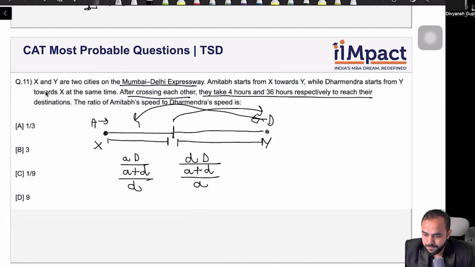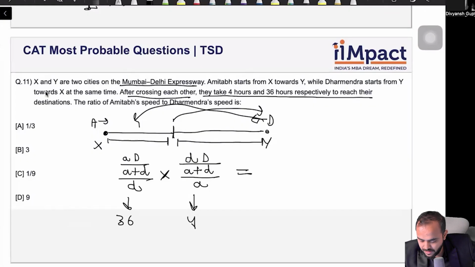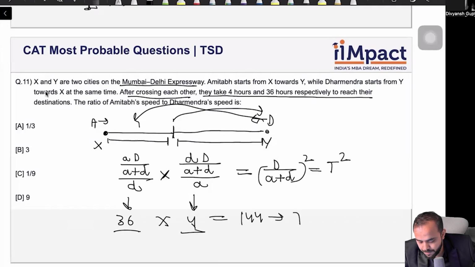So one of the results that a lot of people memorize, which you can because it's going to be directly applicable in a scenario like this, is that if you multiply these two time periods, so this one is given to us as 4 and this one is given to us as 36. If you multiply these two, A and D will cancel out. You will get D by A plus D whole square, which is what? D by A plus D was the time period to meet, correct? So which would be T square. So 36 into 4 is going to be 144, which means time period to meet is 12 hours.